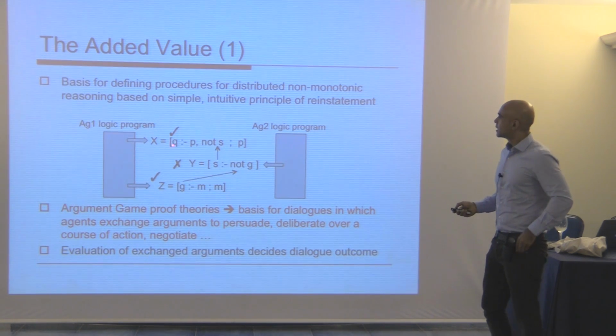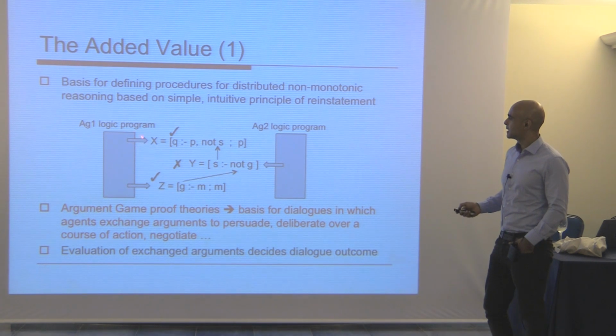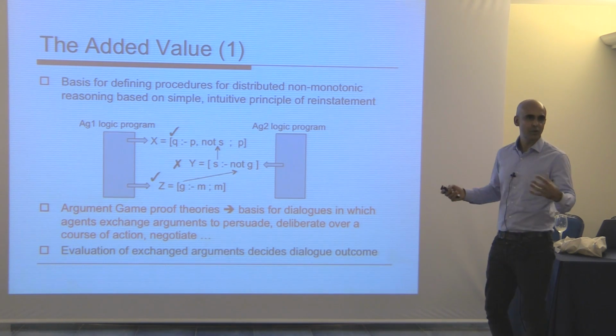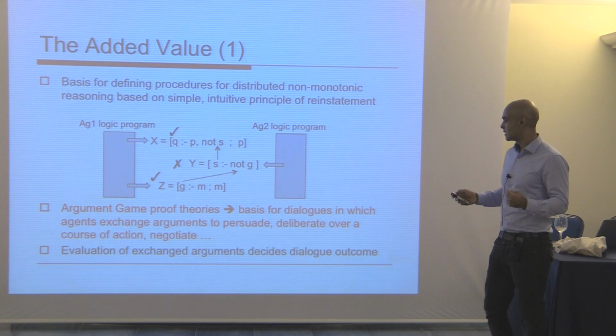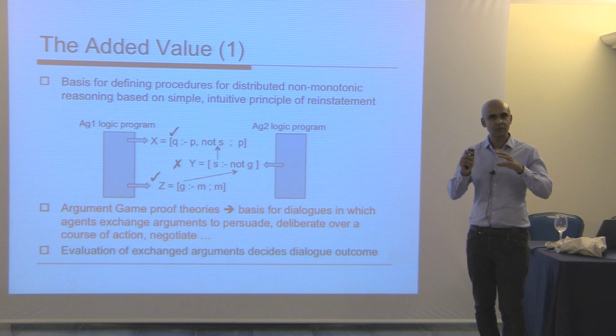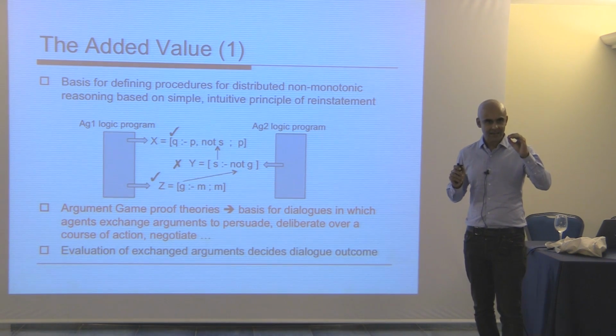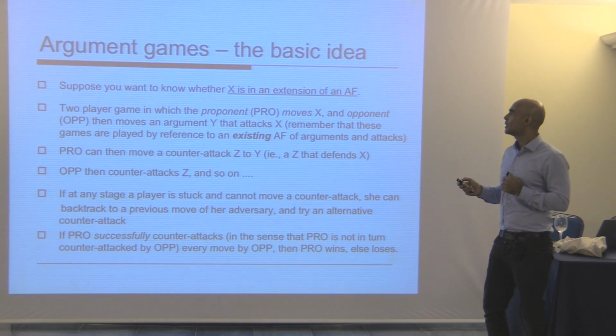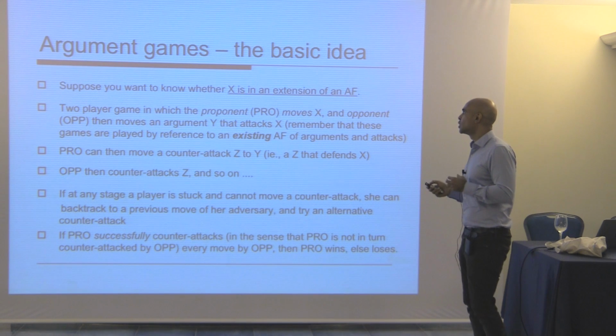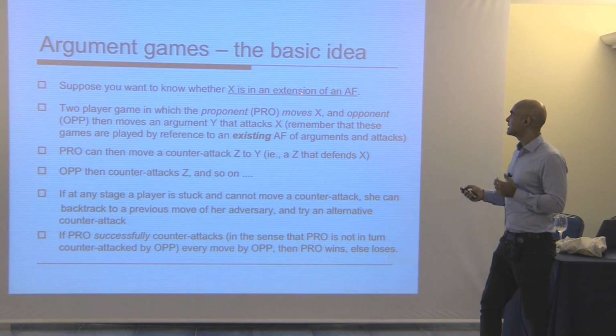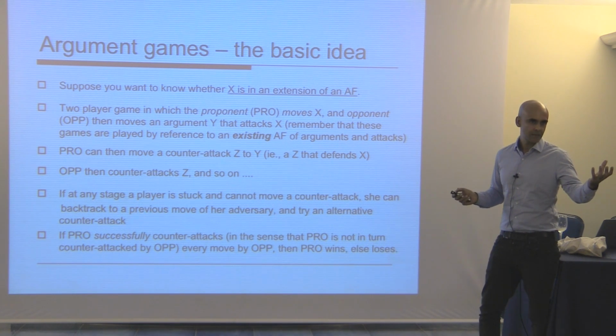So remember the situation where I discussed the added value of argumentation as allowing distributed reasoning, agents with their own knowledge bases. Now what I'm going to do is talk about argument game proof theories that decide whether a given argument X is in a preferred or the grounded extension. And the way we do this is using argument games. Supposing you want to know whether the argument X is in an extension of a framework, you want a decision procedure.